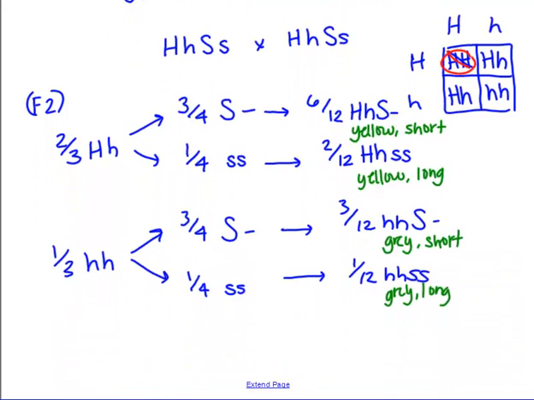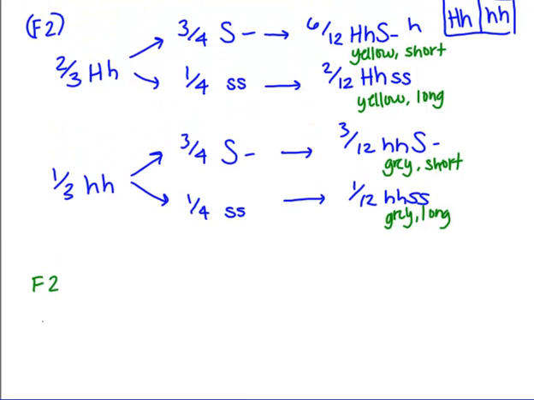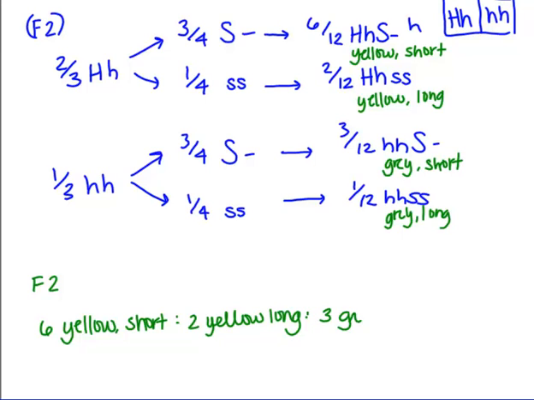So in total, the F2 generation is 6 yellow short, to 2 yellow long, to 3 gray and short, to 1 gray and long.